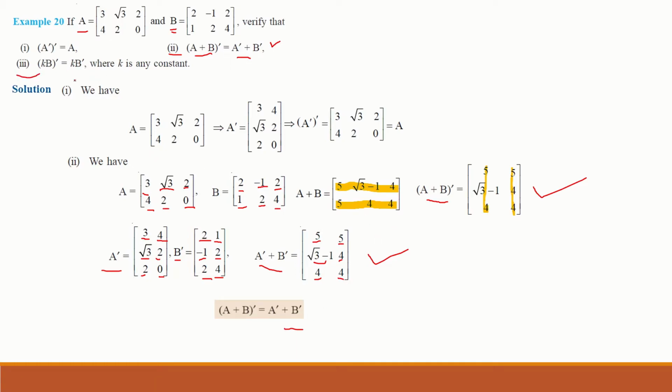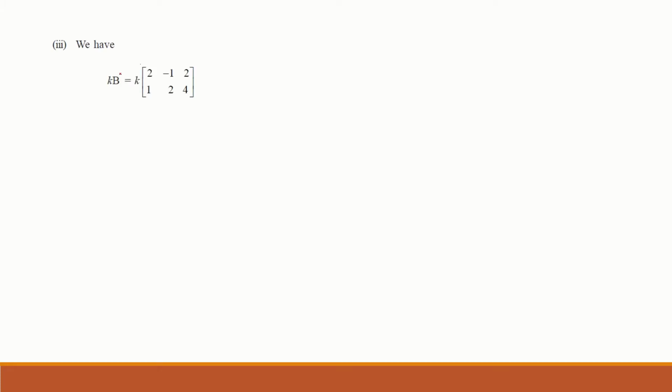And the third question is K into B the whole transpose is equals to K into B transpose, where K is any constant. So first we'll write the left hand side of the equation, which is K into B the whole transpose, K multiplying with each and every element of matrix B. And after multiplying K, we'll take transpose of this.